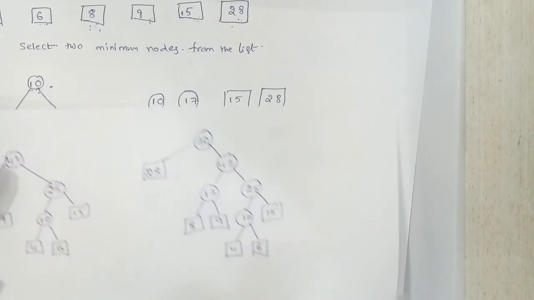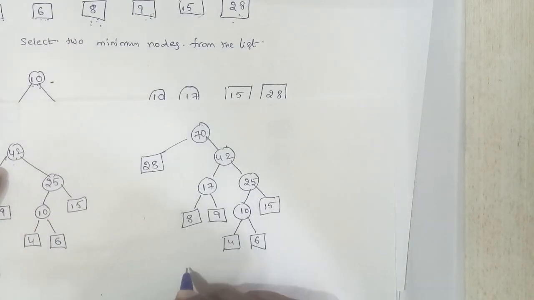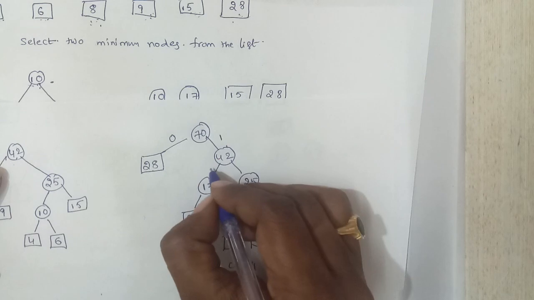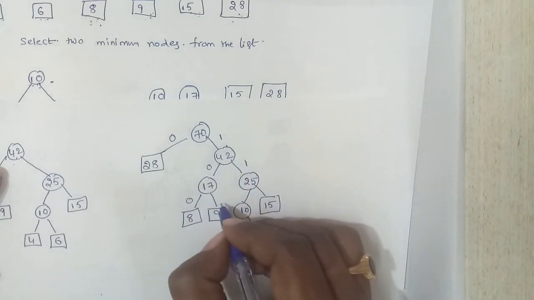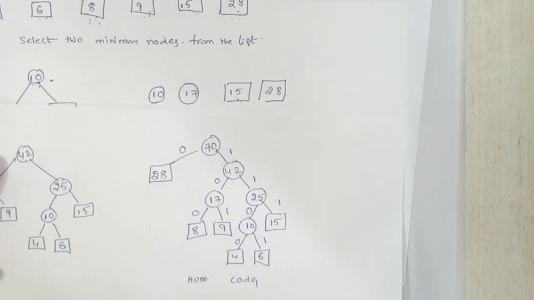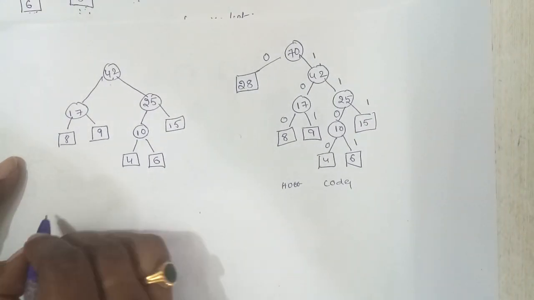Now in the Huffman tree, how to form a Huffman tree? This is a Huffman tree. Suppose we have formed the Huffman tree with codes. Simply the left branch is 0, the right branch is 1.